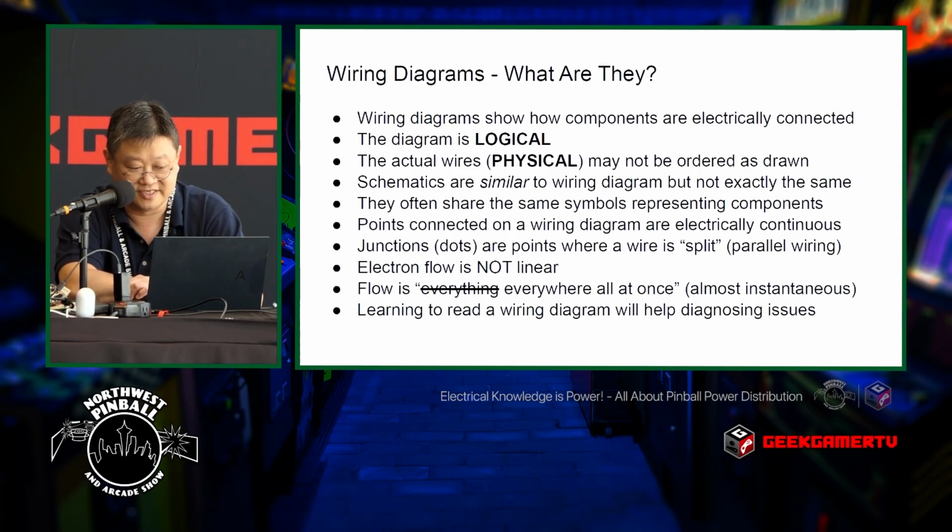Electron flow is not linear, and what this means is that it flows everywhere. If you have a wire that's connected at points 1, 2, 3, 4, the electrons don't flow in the order of 1, 2, 3, 4. They're pretty much everywhere instantaneously. Now, it's not instantaneous as in 0 seconds. There is some speed to which the electrons move, but it's so quick that you can consider it instantaneous.